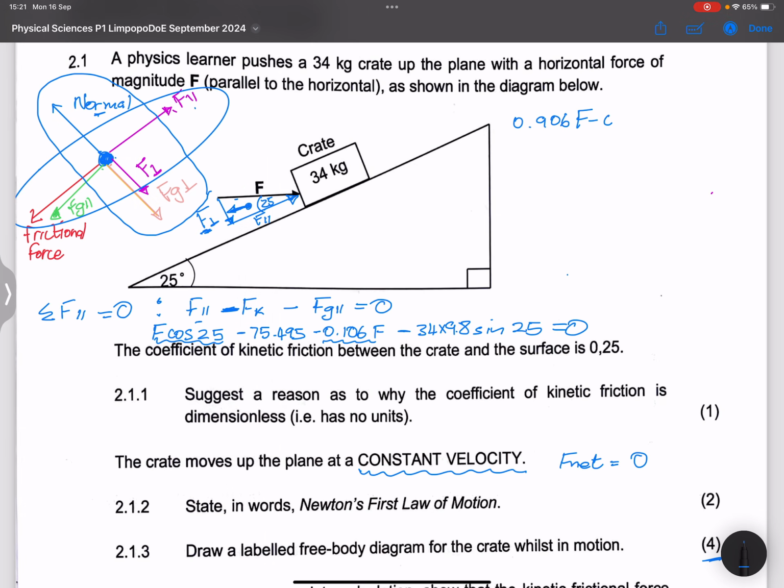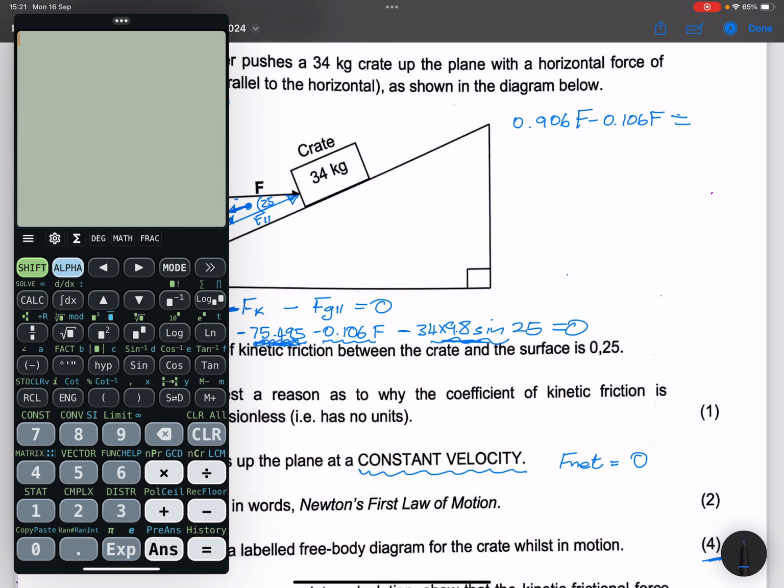F minus 0.106 F, right? And I'm going to take all the values, so these ones I take to the other side. Remember, this becomes positive and that becomes positive as well. So I'm going to take 75.495 plus 34 times 9.8, the sine of 25 degrees. And this would give us 216.311.